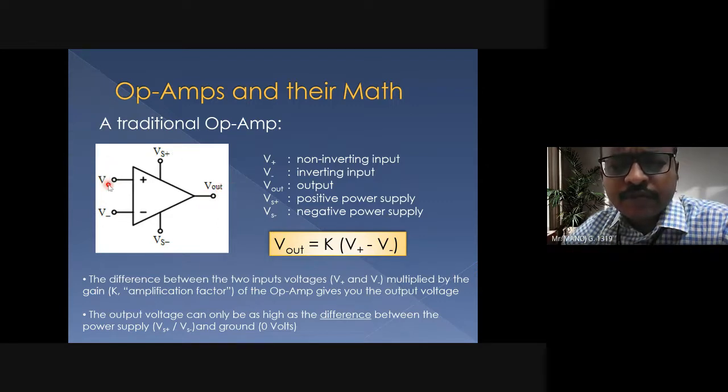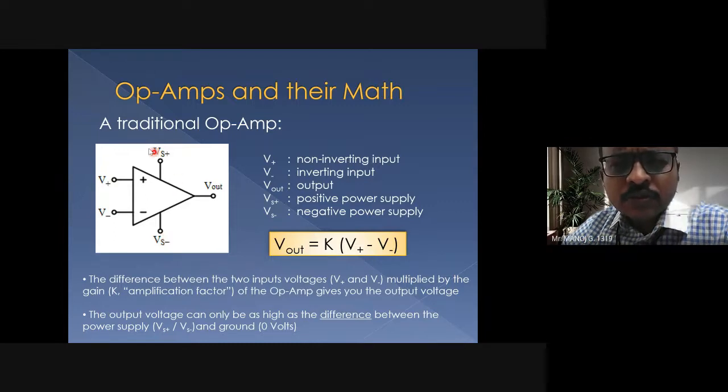Change from the diff amp: you have two inputs. One is the positive terminal, which is called the non-inverting terminal. The negative terminal is called the inverting terminal. And this V out is the output terminal. Then you have two supplies, both positive and negative supply voltage given.